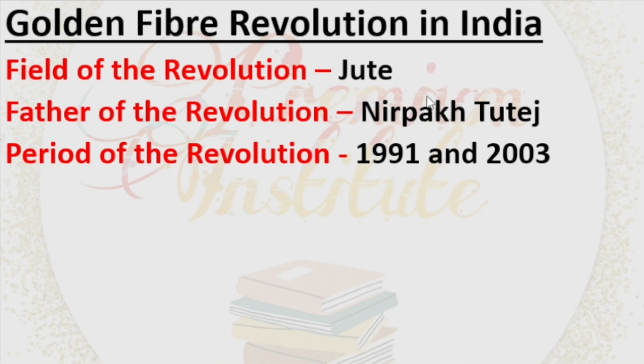Golden Fiber Revolution in India. Field of the revolution: jute. Father of the revolution: Nirpak Tutaj. Period of the revolution: between 1991 and 2003.